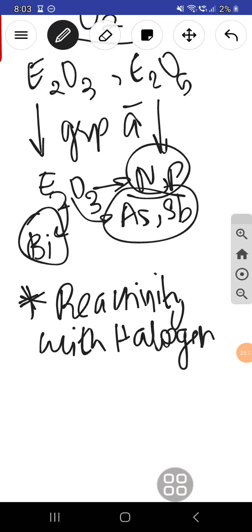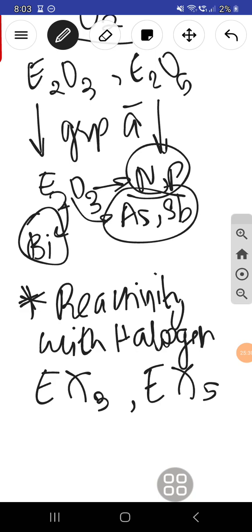Reactivity with halogen. In the case of the reactivity with halogen, it forms the halides of the form EX3 and EX5, and nitrogen does not form the EX5 form. This form is not formed by nitrogen because of the absence of d-orbitals.